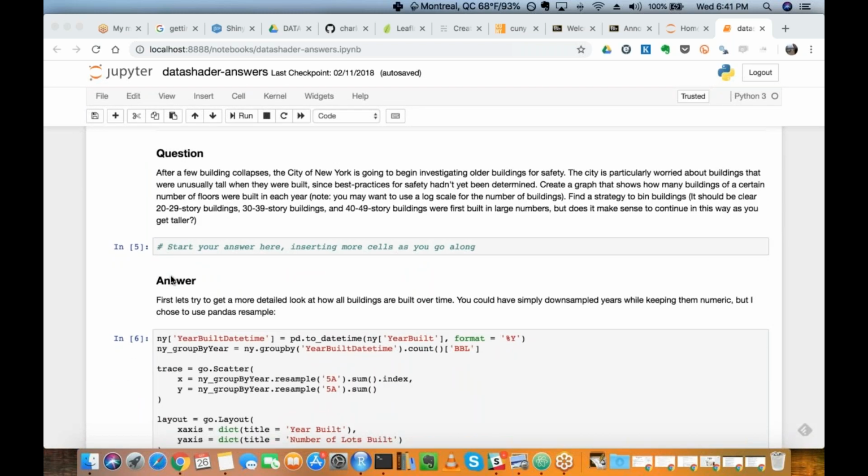about these buildings. So the first question was, we're looking at older buildings, and the way this is worded in the question, the city is particularly worried about buildings that were unusually tall when they were built. So we're looking at, over time, buildings are being built, and over time, buildings are also getting taller, and we're looking at when the first N-story buildings were built. So when did buildings first start to get above certain heights?